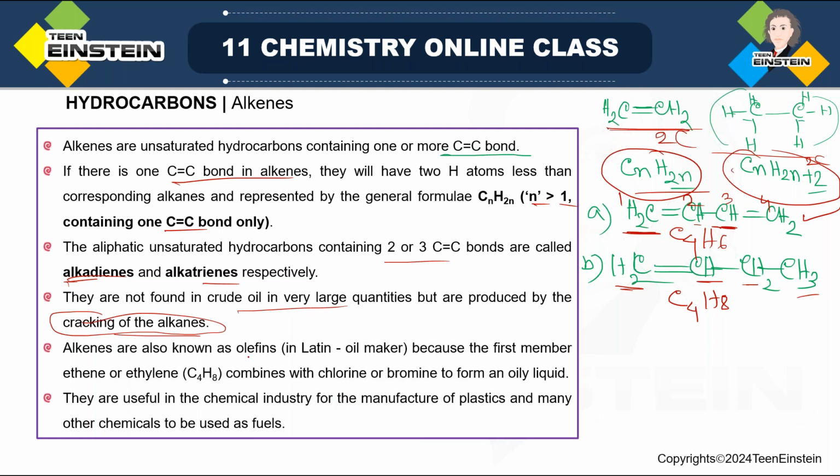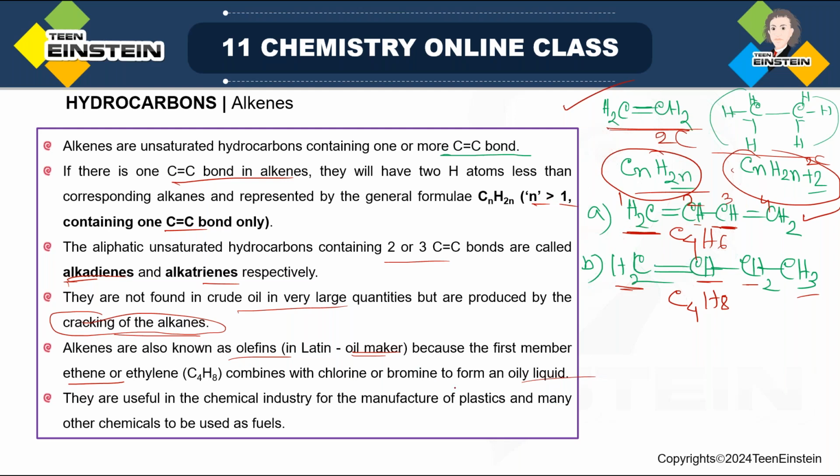They have another name, which is olefin, because in Latin the meaning of this word is oil maker. Now why are we calling it oil maker or olefin? Because the first member, ethylene, this compound called ethylene or ethene, C2H4, combines with chlorine or bromine and forms an oily liquid. So because of this first member only, they also have another name, which is olefin.